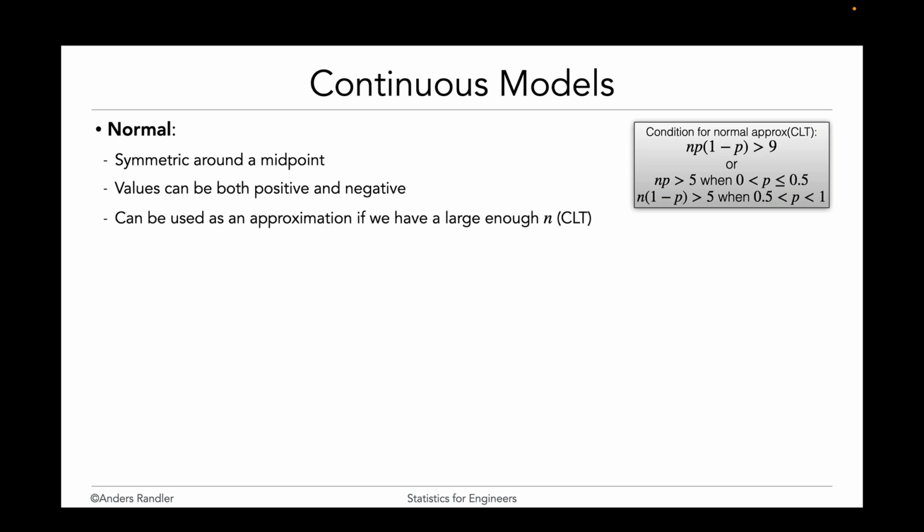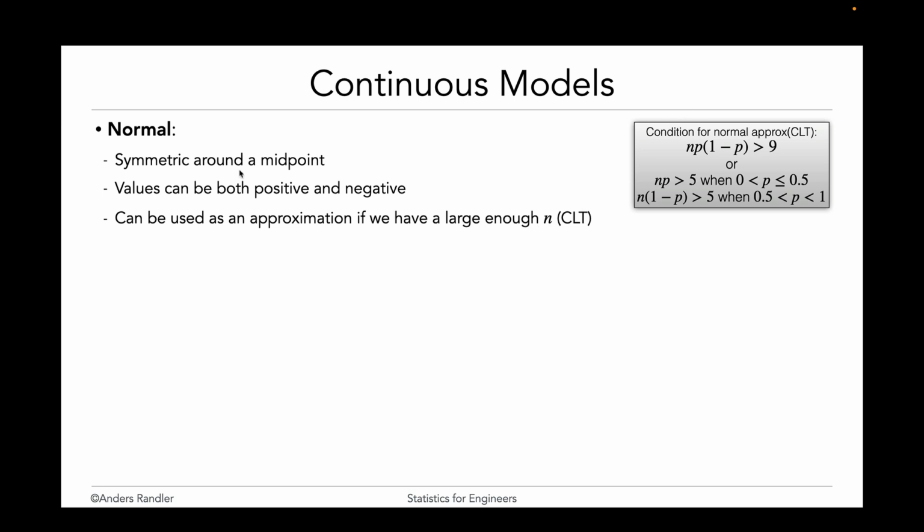It can be used as an approximation if we have a large enough n. Remember, if you're doing something 100 times, you don't actually have to be bothered about what kind of distribution it is. You can always go for the normal one, because if these conditions are okay, you can use this approximation and you will get decent results.